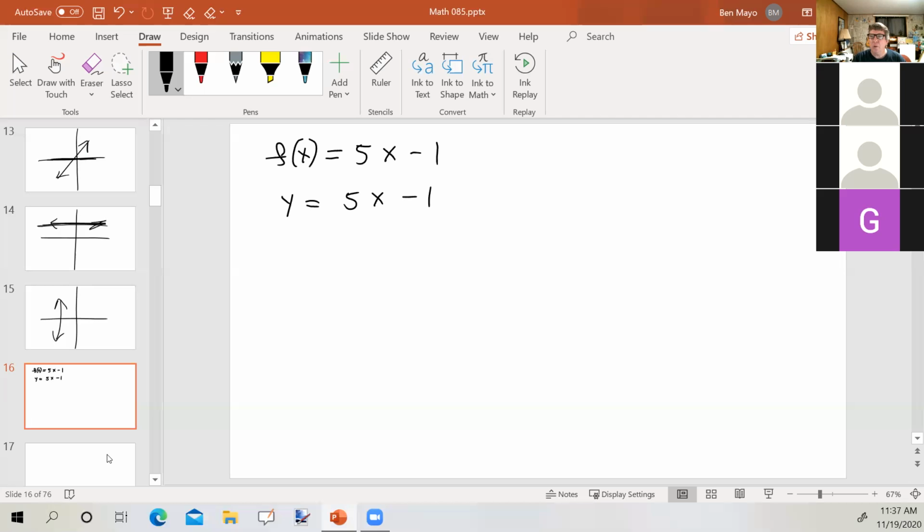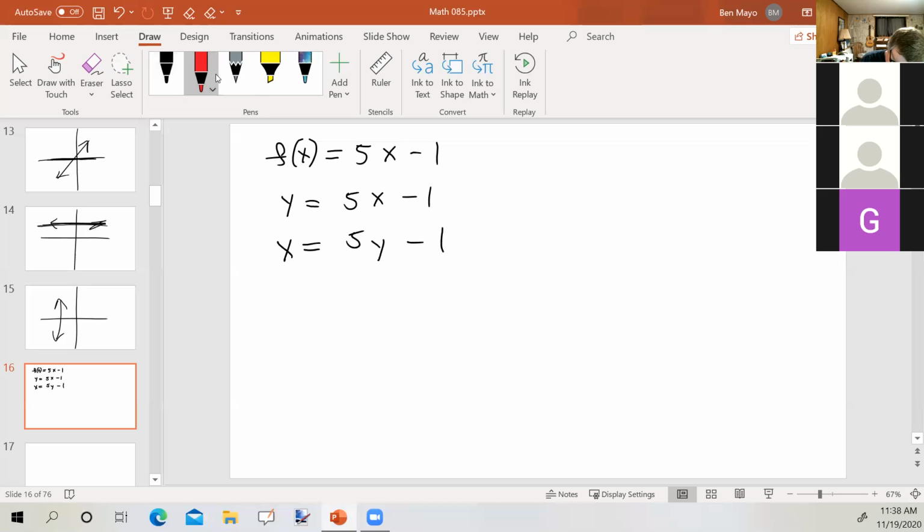Step 2, we are going to interchange all the x's with all of the y's. So now our equation becomes x equals 5y minus 1. So again, step 2, change all the x's to y's, change all the y's to x's. At this point, the equation that we are dealing with is in fact the inverse function, but we're going to go on and now we're going to solve it for y.